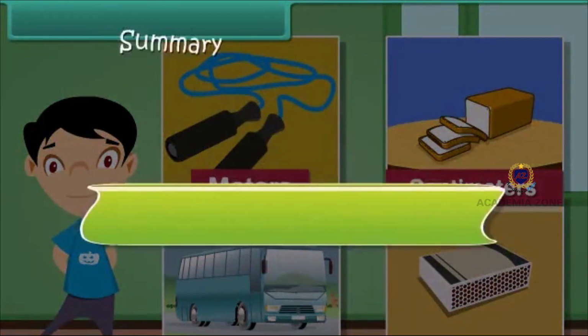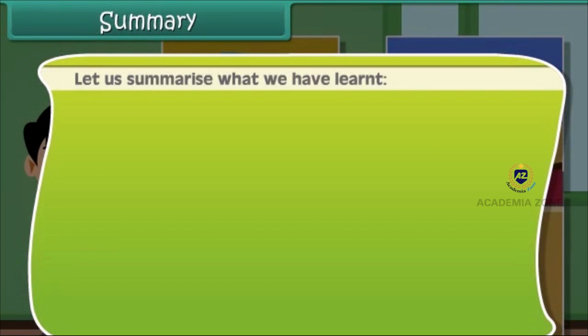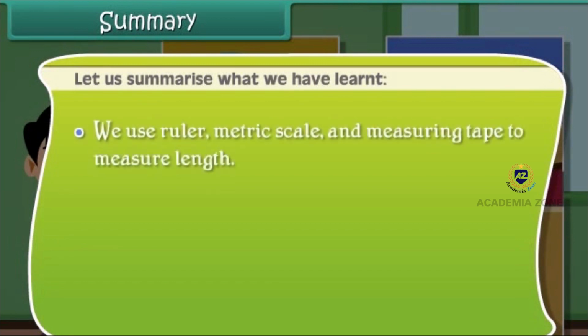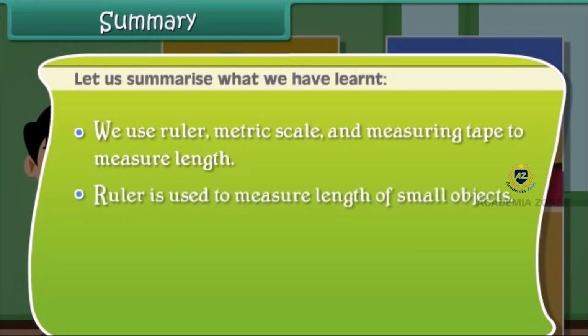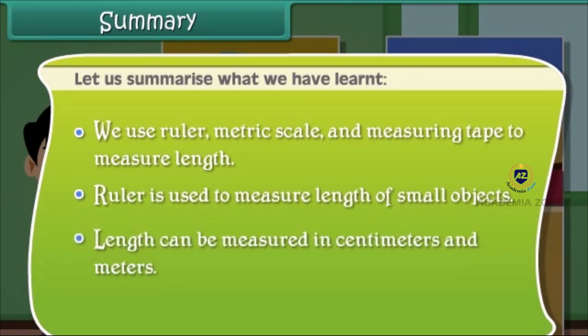Summary. Let us summarize what we have learned. We use ruler, metric scale and measuring tape to measure length. Ruler is used to measure length of small objects. Length can be measured in centimeters and meters. 1 meter is equal to 100 centimeters.